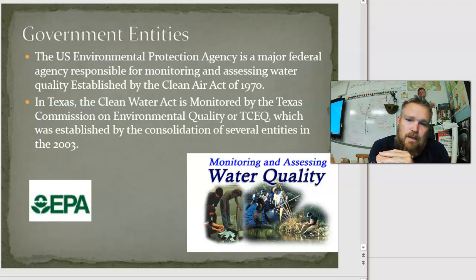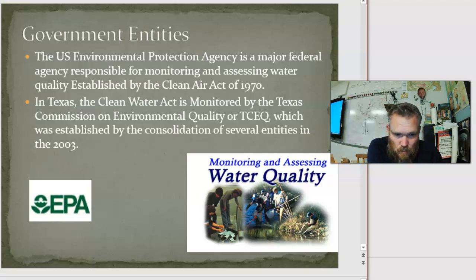And so they came up with the Texas Commission on Environmental Quality, or the TCEQ, which is the governing body of Texas for the EPA and water quality standards, and air quality as well. So if you ever hear about the TCEQ, they're the guys that are basically the EPA in Texas.